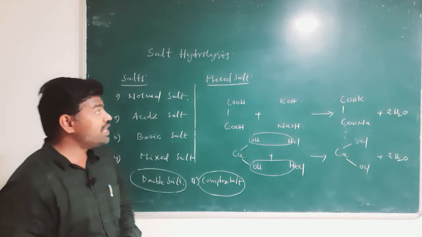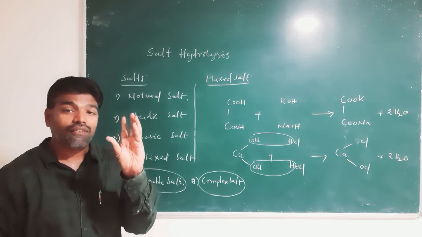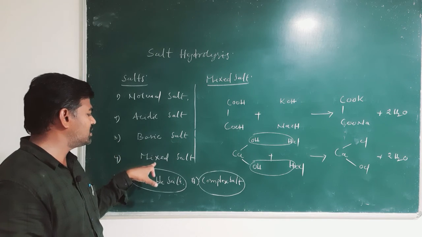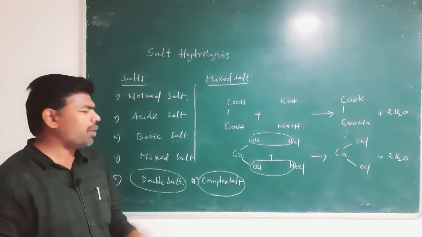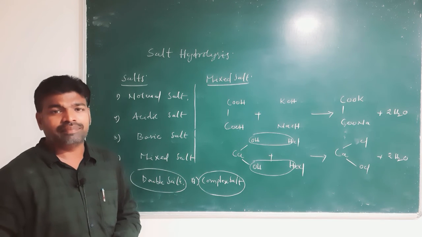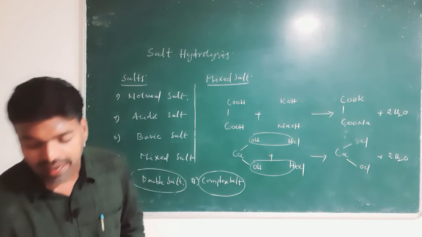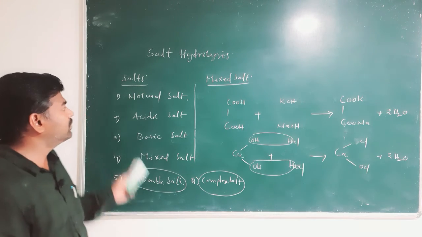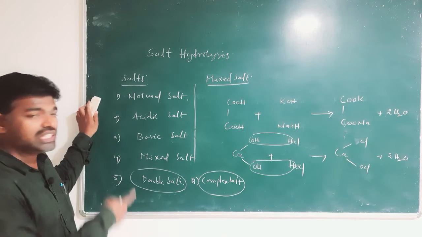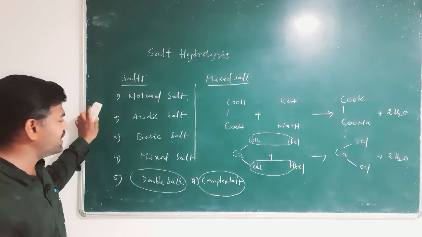So based on the nature of the salt, salts are classified into mainly 5 types: normal salt, acidic salt, basic salt, mixed salt, double salt. Complex salts are nothing but complex compounds which will be discussed in coordination compounds. And there is another classification for salts.